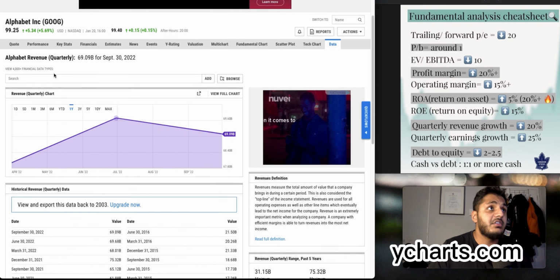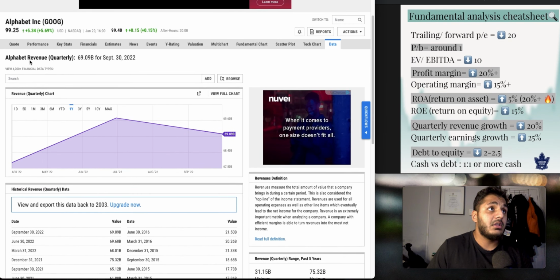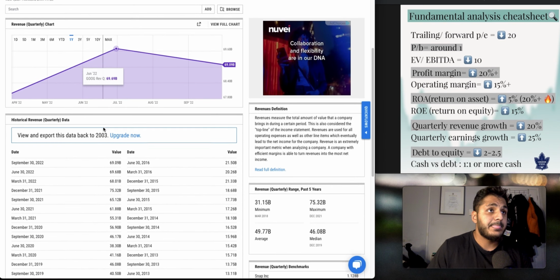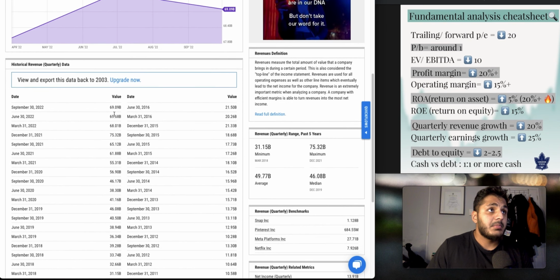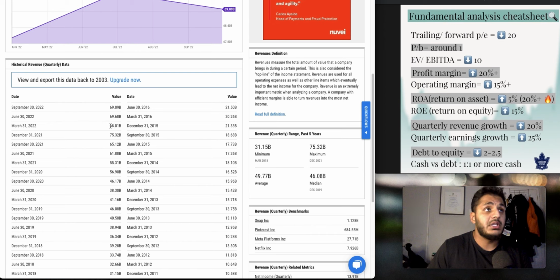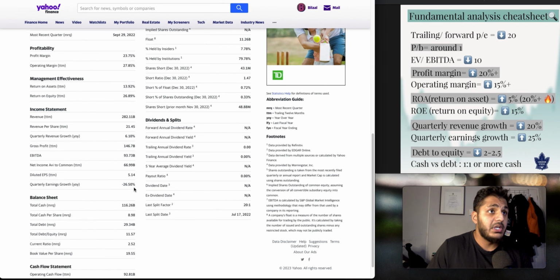Y Charts. This is Alphabet revenue quarterly. So if you look over here for the year of 2022, we'll see where the red flag is. We'll see where the anomaly is. So March 31st, 68.0 billion. Okay, grows to 69.68, and then it falls to 69.09. So there is the difference of why we got the 6% quarterly revenue.